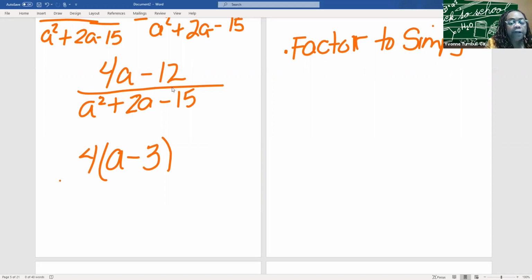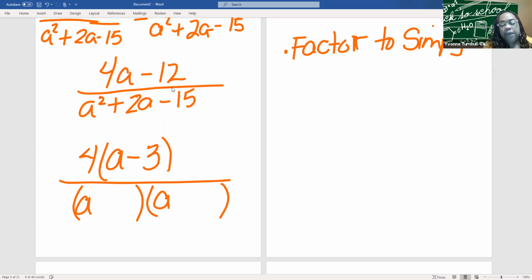So I know I have factored correctly. The bottom number, my denominator, is a trinomial, so it needs to be factored into 2 binomials. A squared can be factored into A and A. Now we need to factor 15 so that its 2 factors give me a sum of 2. Of course, the factors of 15 that give me a result of 2 are 5 and 3. 2 is positive, therefore I need my bigger number to be positive, and 3 is going to be minus. One of them has to be minus because my 15 is negative.